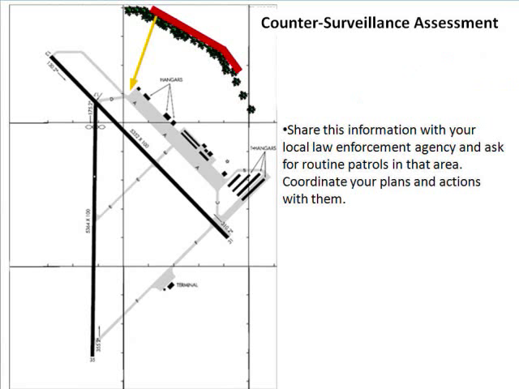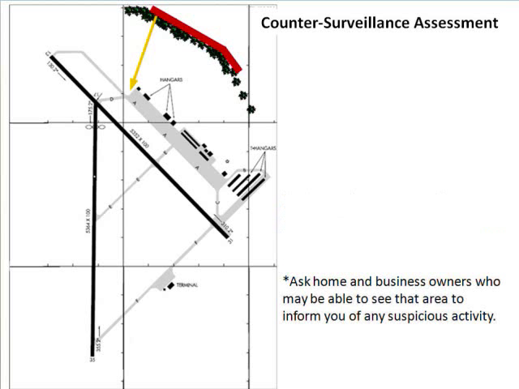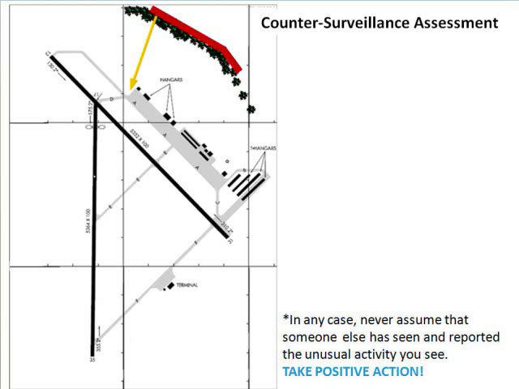Then share this information that you develop with your local law enforcement agency and ask for routine patrols in that area. Next, ask your airport users and tenants to be vigilant in these areas when driving or casually observing that area, because they may have a better field of view than you do. Ask nearby home and business owners who may be able to see that area to inform you of any suspicious activities. And in any case, never assume that someone else has seen and reported the unusual activity you see.